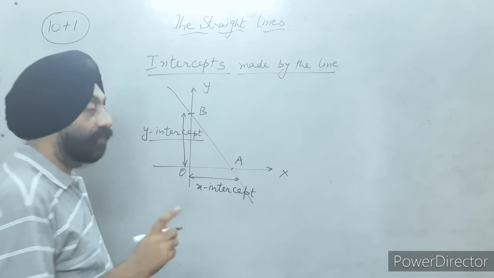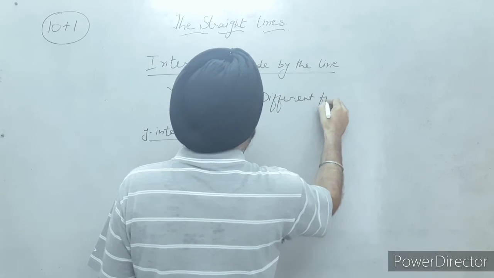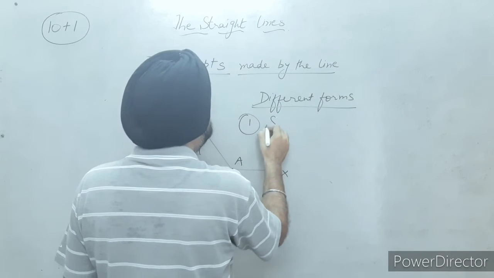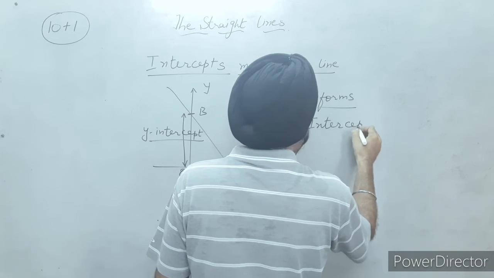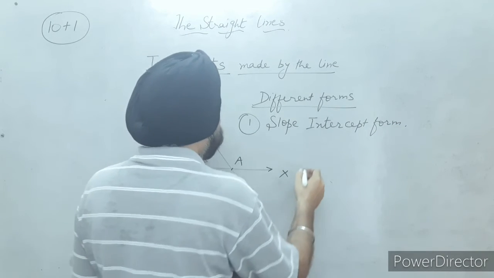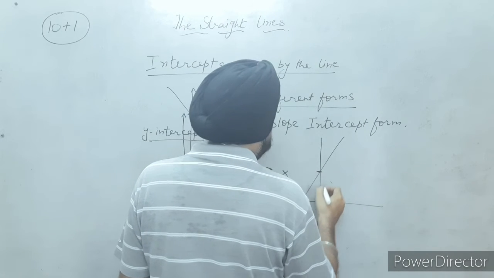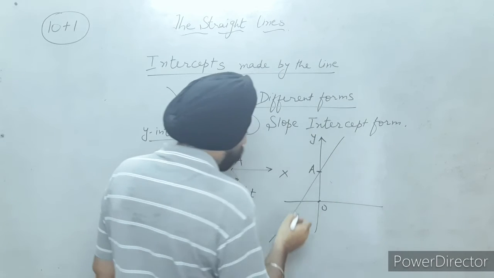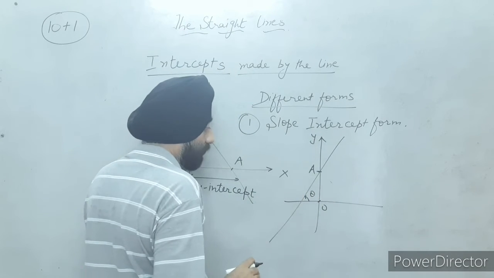Now, different forms in which straight lines can be written. The first form we call the slope intercept form. Slope intercept form means, say I have a line like this which cuts the y-axis at A. This is your y-axis, and this angle is theta.